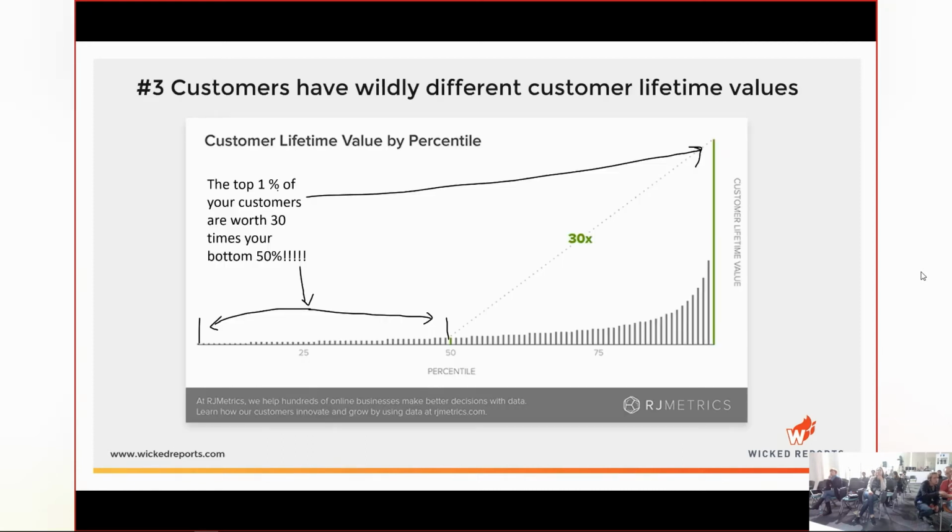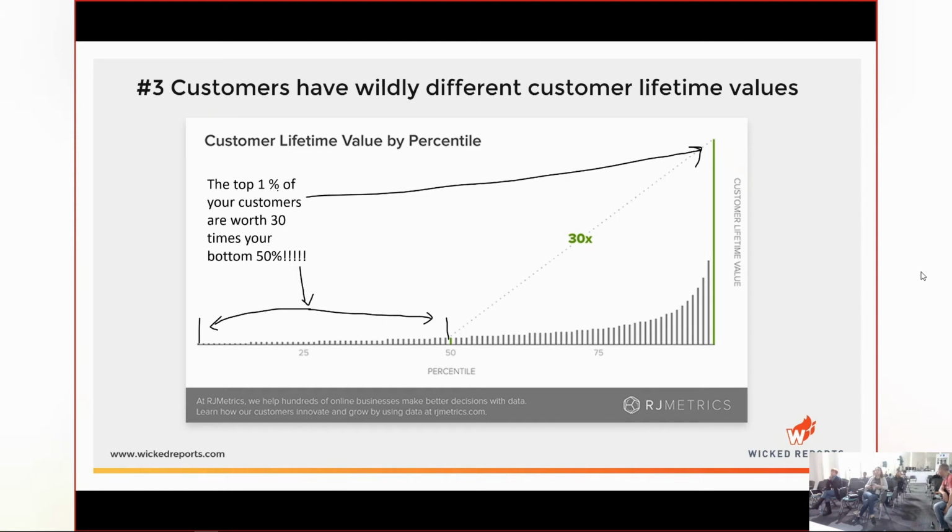The third one was something I had an inkling of, but didn't realize the dramatic effect of: the wildly different customer lifetime values. Everyone's got those great customers and not so great customers. But what we found was the top 1% of your customers are worth 30 times the bottom 50%. To put that in numbers, let's say you had 1,000 customers, it'd mean your top 10 customers are worth 30 times more than your bottom 500 customers. That's a very dramatic difference.